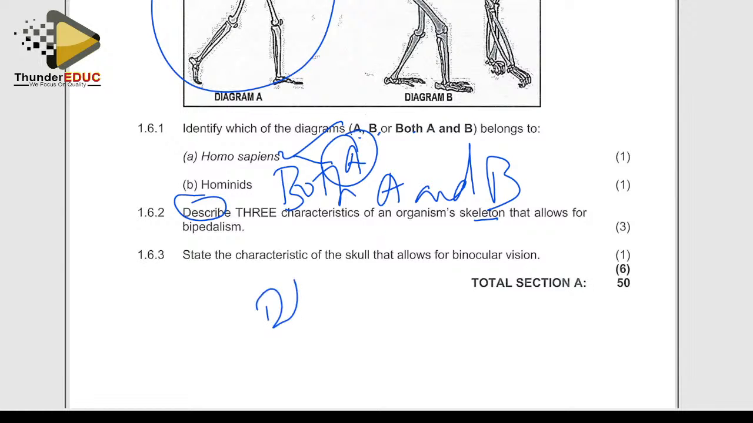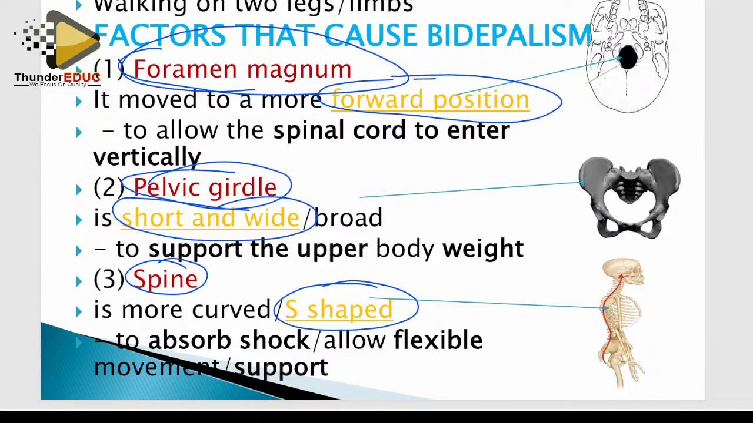Then number 2 is the shape of the spine, which is S shape to allow flexibility. And then pelvic girdle short and wider to support the upper body weight. So exactly that's how you were supposed to write these three bullet points. And you see I put them in different colors, which shows that those are different marking points.